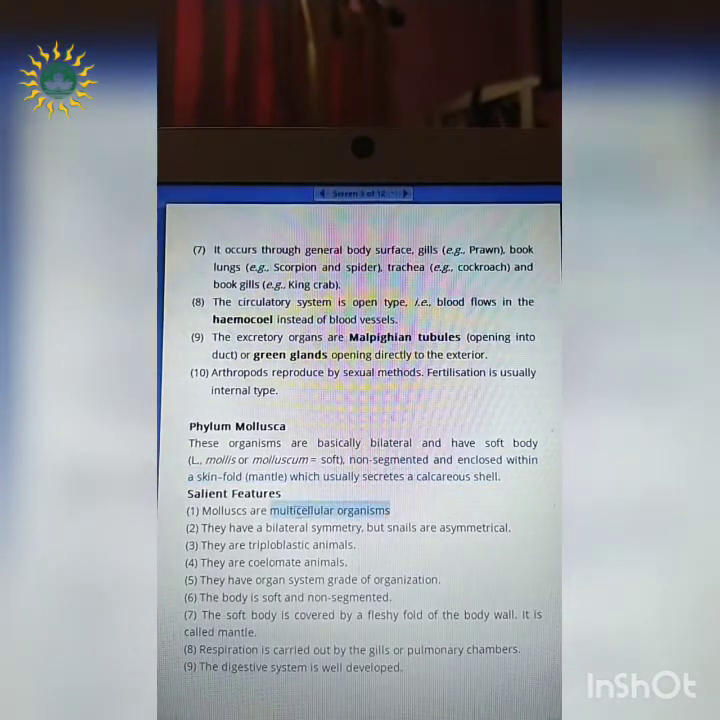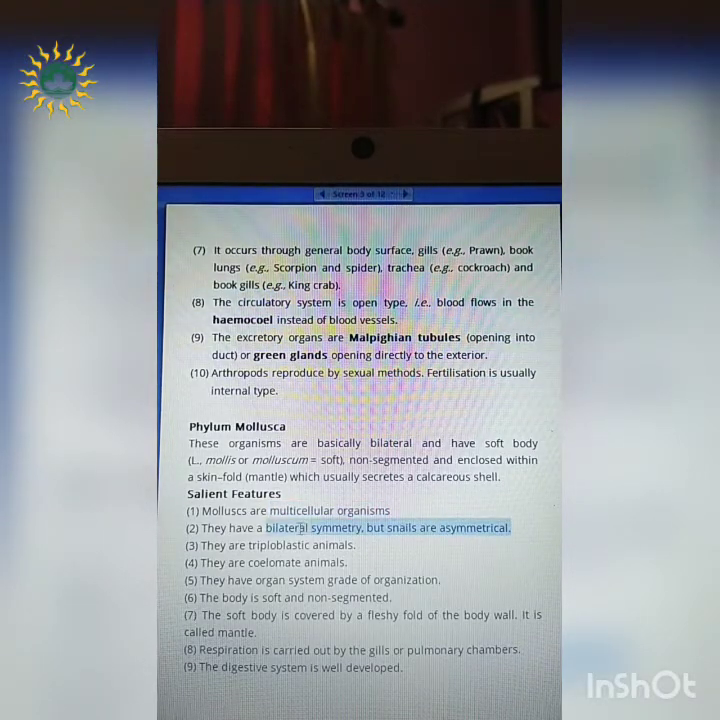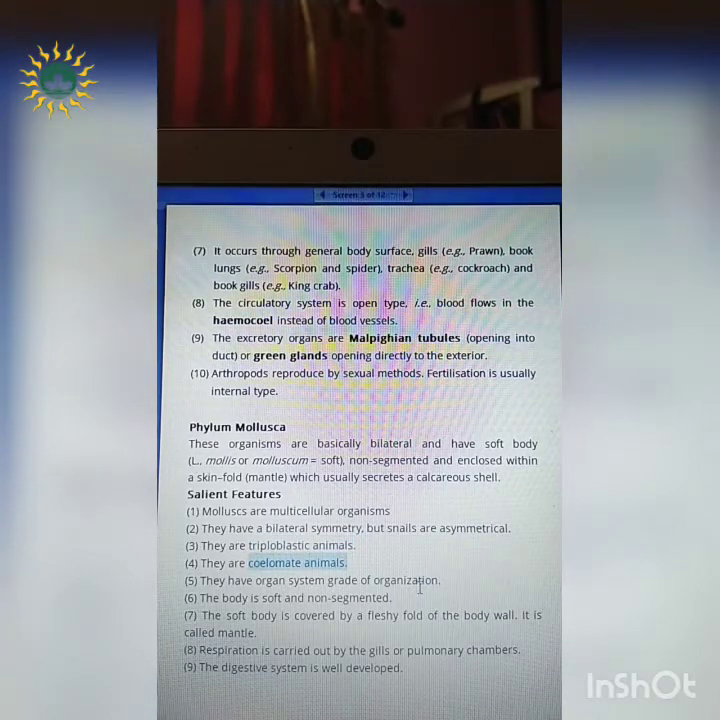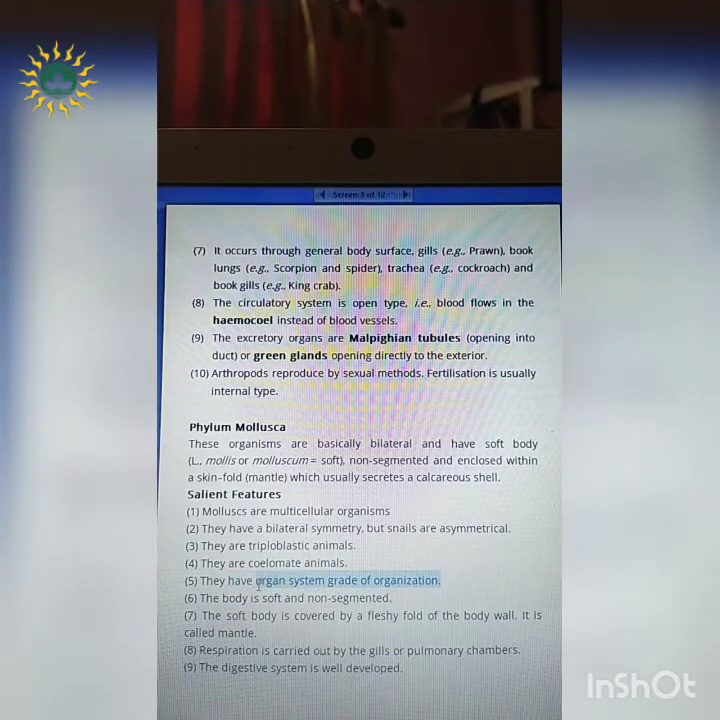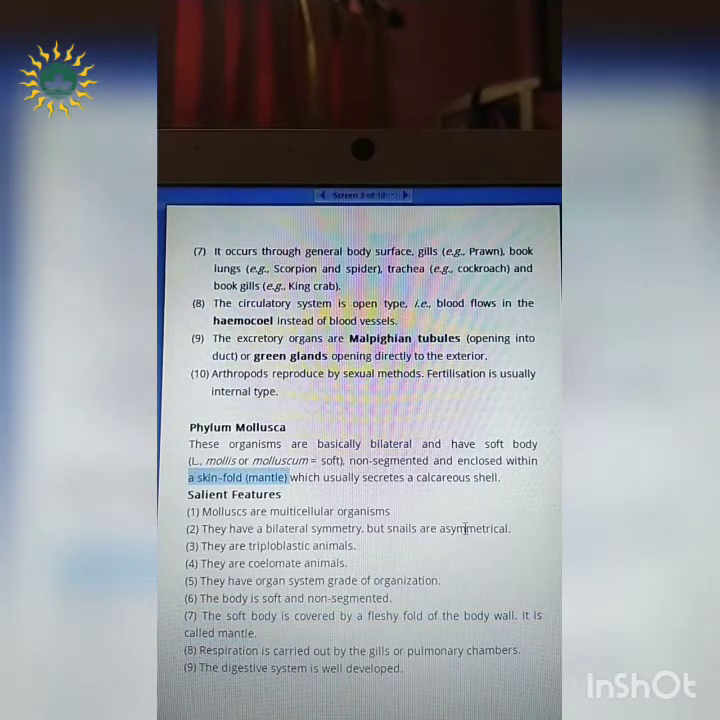These mollusks are multicellular organisms, that means more than one cell. Bilateral symmetry or asymmetrical. Bilateral means 2 divisions, one left and right, and asymmetrical means unequal divisions. Triploblastic animals means what? 3 germinal layers are present: ectoderm, endoderm and mesoderm. Coelomate animals means they have a true body cavity. They have an organ system grade of organization. So the organ system is well developed, and the body is soft and non-segmented. The soft body is covered by a fleshy fold of the body wall, it is called the mantle. As I have mentioned previously, a skin fold mantle is present.